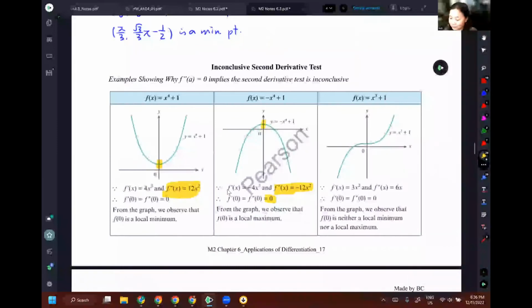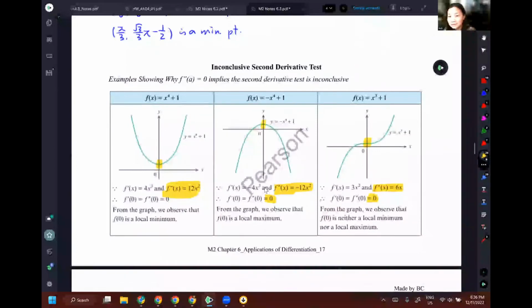Last example. f of x equals x cubed plus 1. The second derivative is 6x. The second derivative at 0 is equal to 0. All of them, all 3 of them, have a second derivative at 0 equal to 0. But in the first function, it's a minimum. The second function is a maximum. The last function is a saddle point.